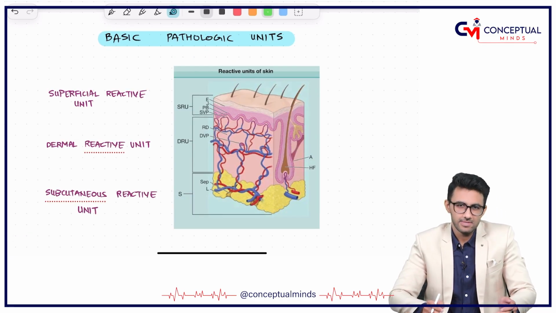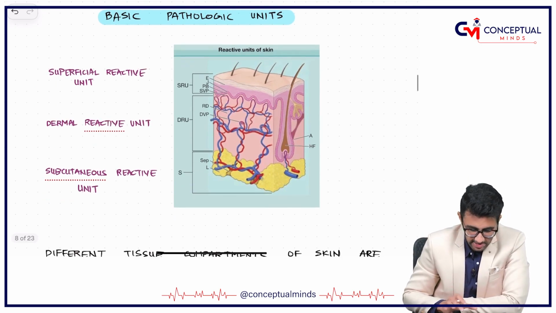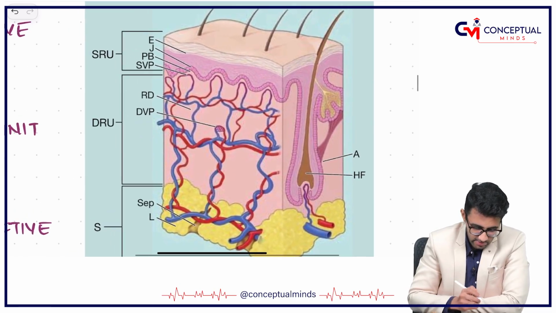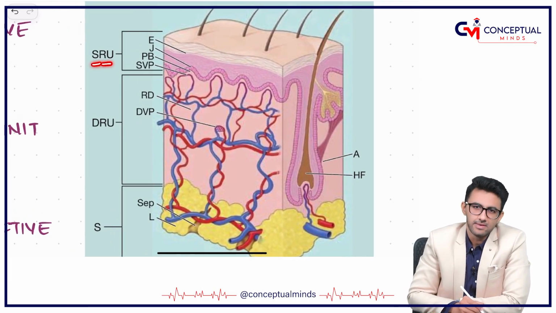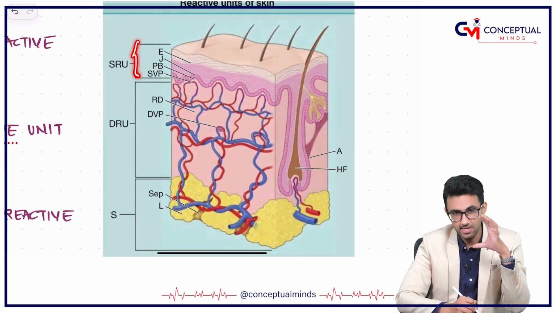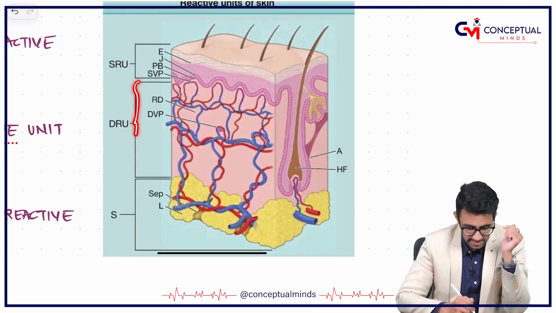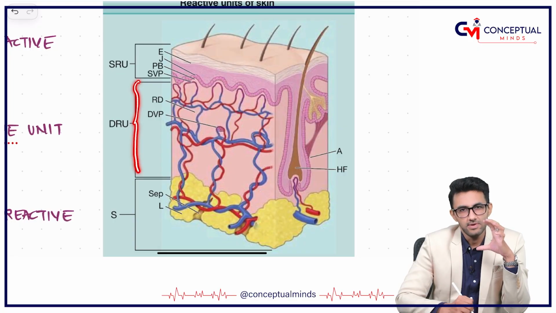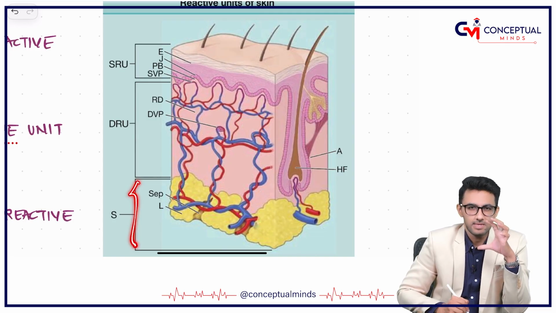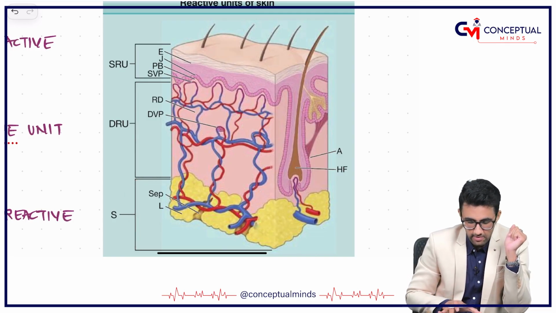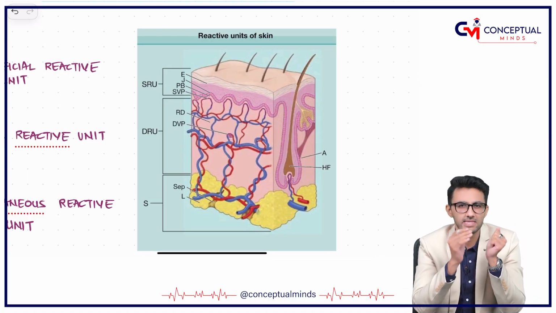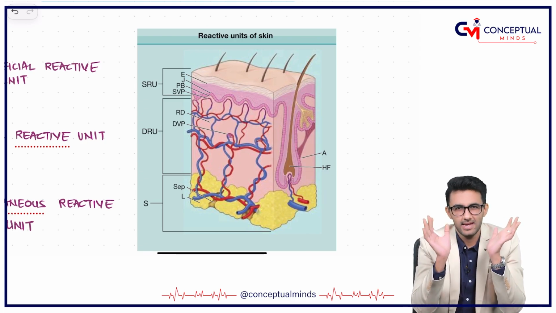Basic pathologic units. All right, so first of all, if you see in the diagram, let me just get into the diagram. So this is the superficial reactive unit. This is just the upper part, the superficial part. And this part is the deep reactive unit, DRU. And the last part is just the subcutaneous part. Now let us see what the superficial reactive unit and the deep reactive unit each have, just to get an idea about it.